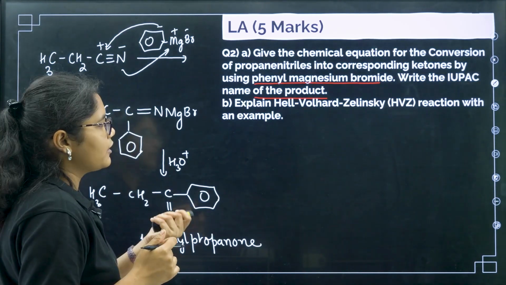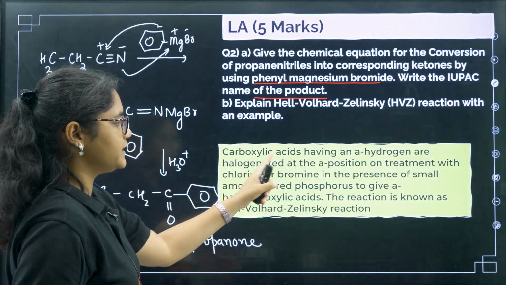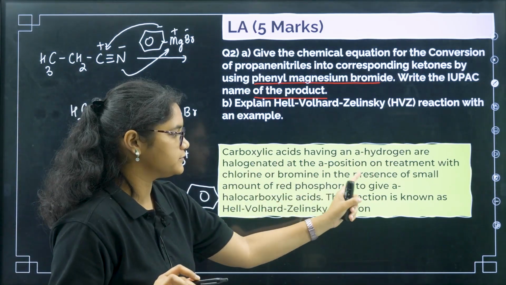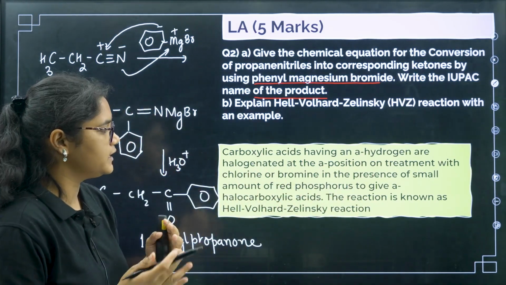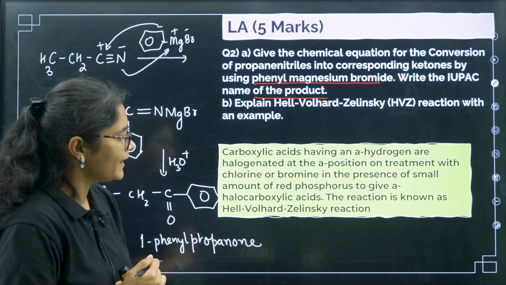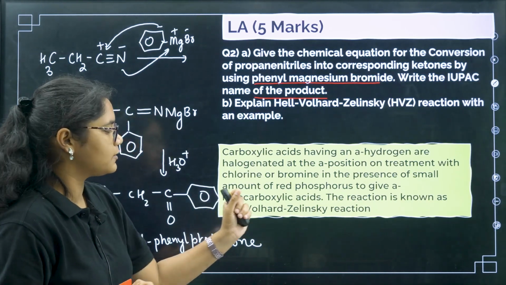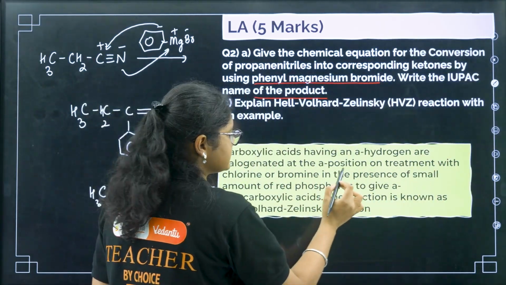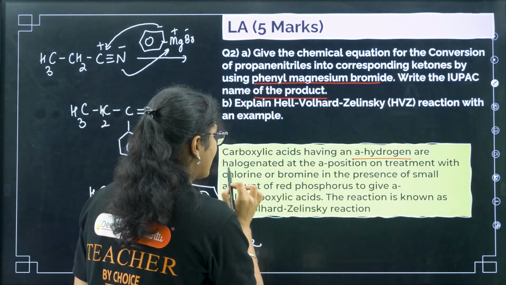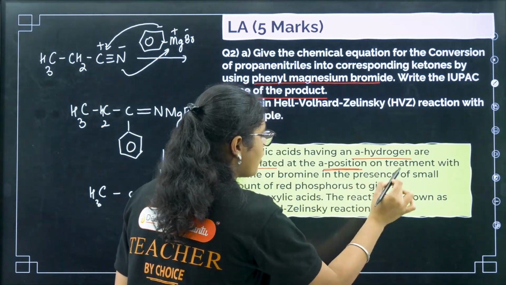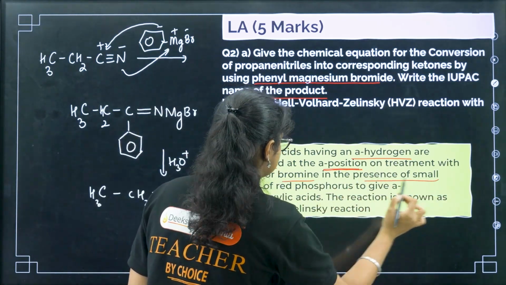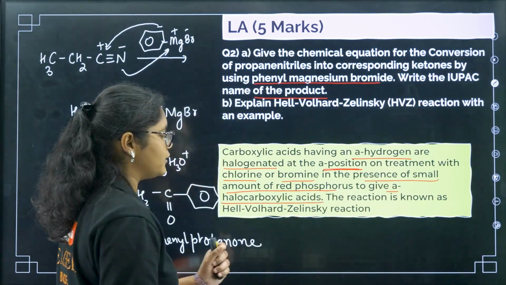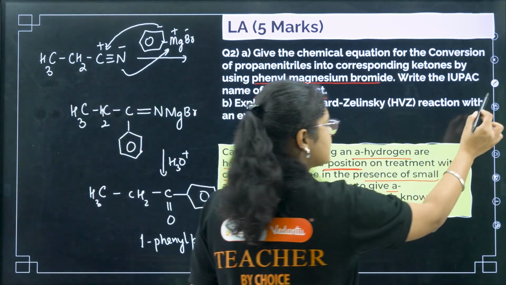Okay, now if you see HVZ reaction, so carboxylic acids having an alpha hydrogen are halogenated at alpha position on treatment with chlorine or bromine in the presence of small amount of red phosphorus to give a halocarboxylic acid. Okay, so this is the definition. So what are the key things that you need to remember here?